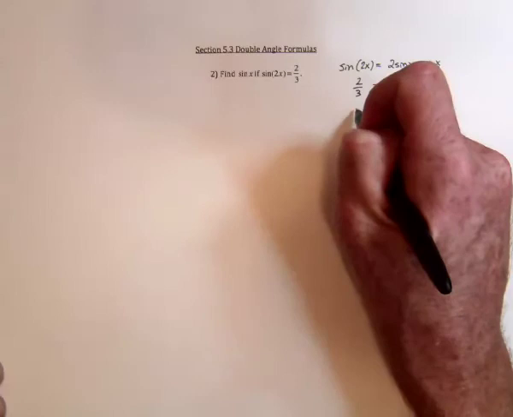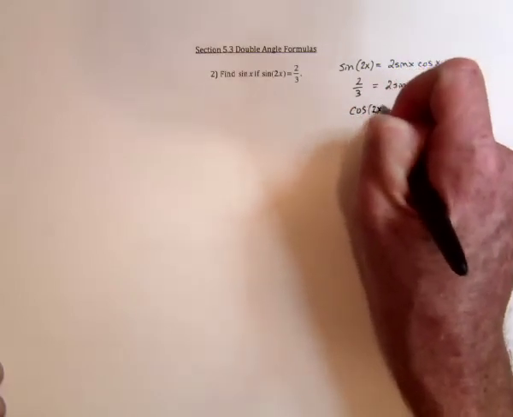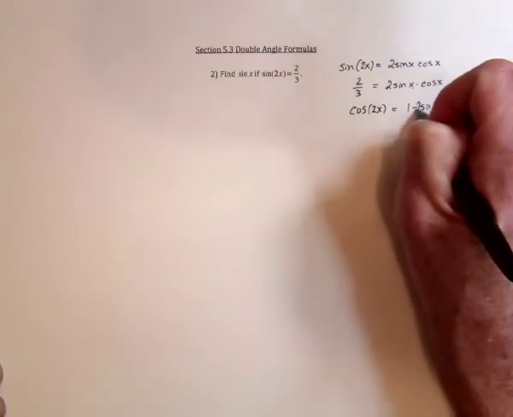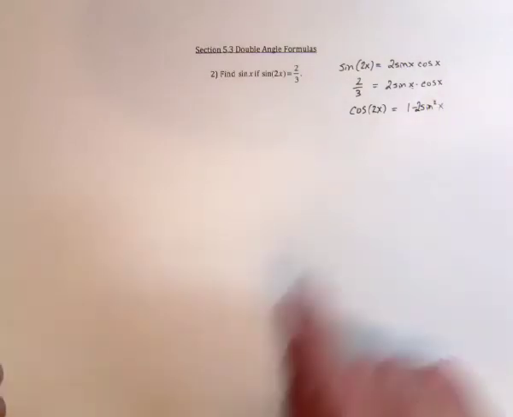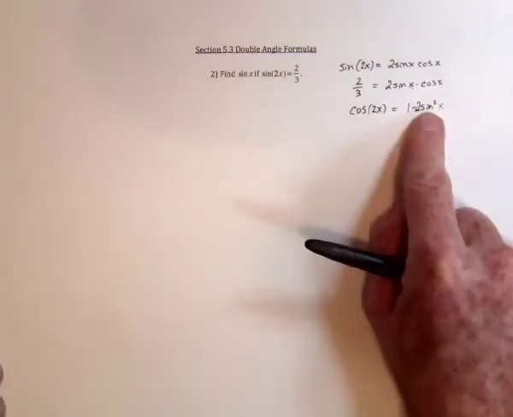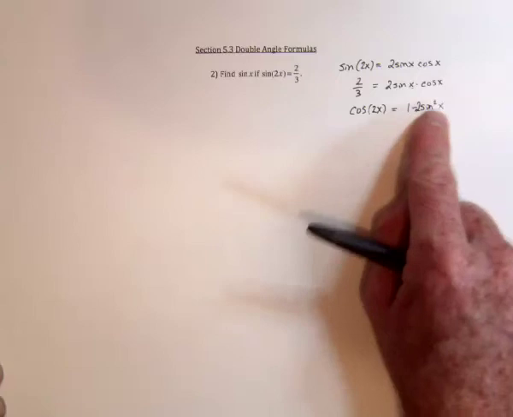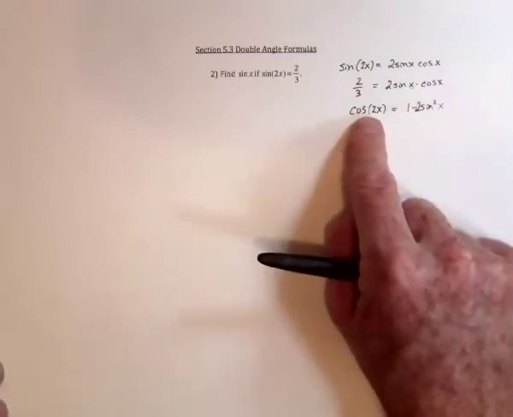Well, we also have identities for cosine of 2x, like for example 1 minus 2 sine squared of x. And so we could then do some algebra to solve for sine of x, get rid of the 1, divide by -2, take the square root, if we knew what cosine of 2x was equal to.